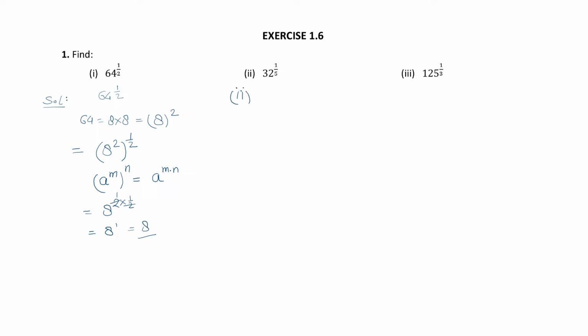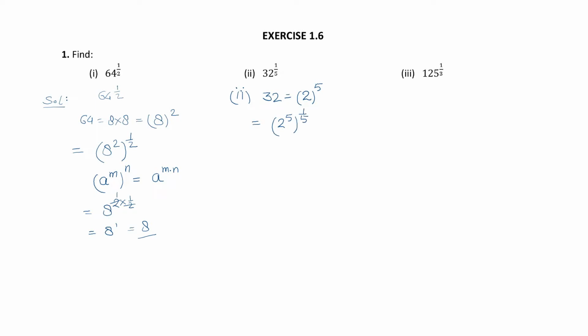So 32 की power 1/5. So we can write 32 as 2 to the power 5. अगर हम 2 को 5 बार गुणा करेंगे, like 2 गुणा 2 गुणा 2 गुणा 2 गुणा 2, so we will get 32, right? So we can write it as 2 की power 5 to the power 1/5.